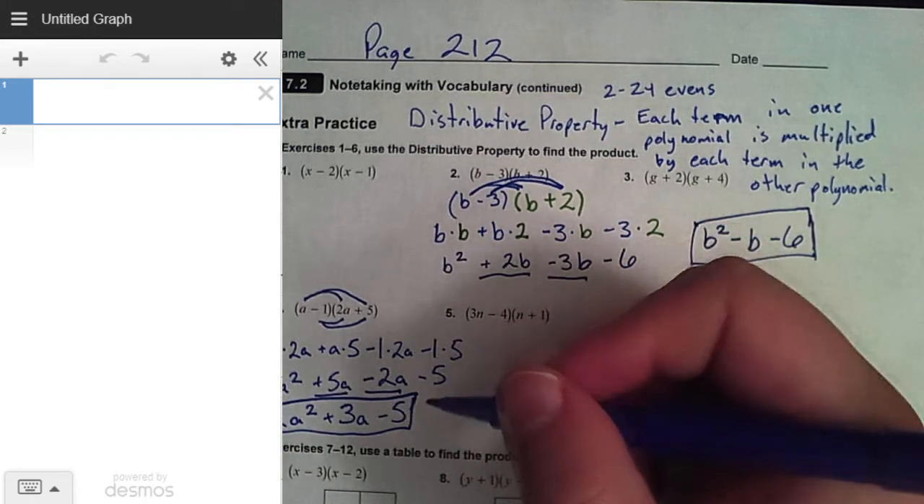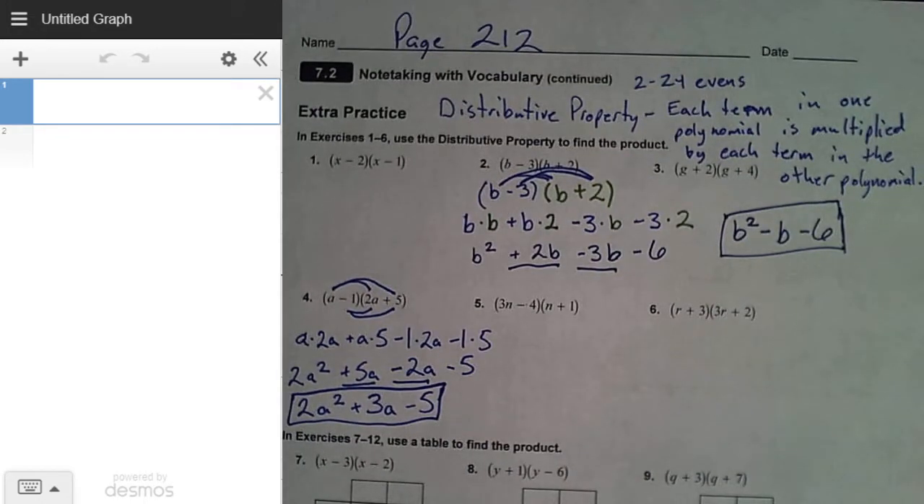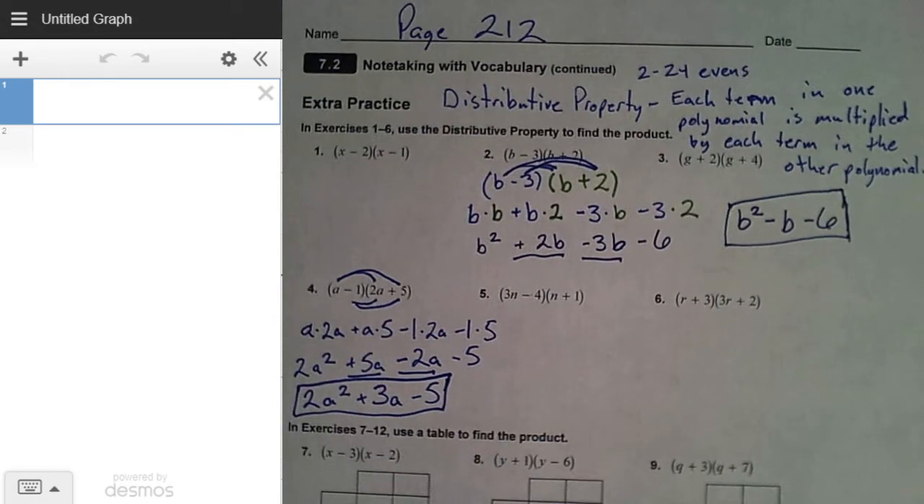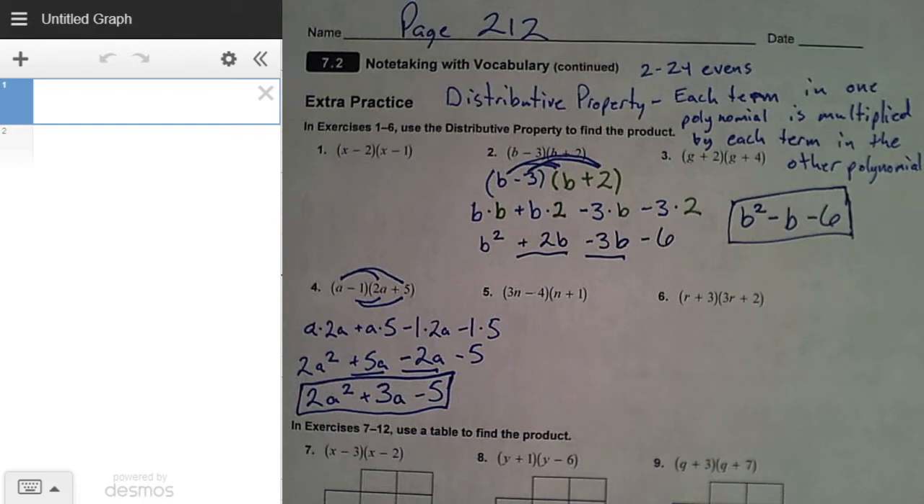I always like boxing my answer there. It gives me that sense of success, letting me know, all right, I did get that completed, and that that is my final answer.